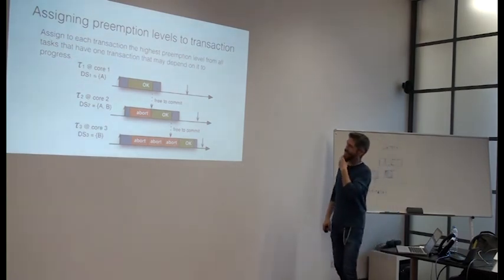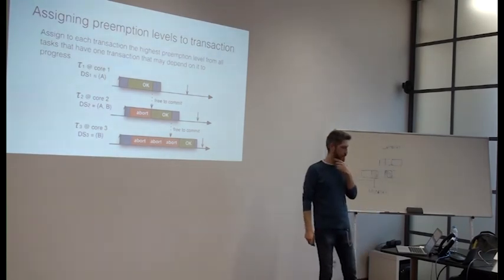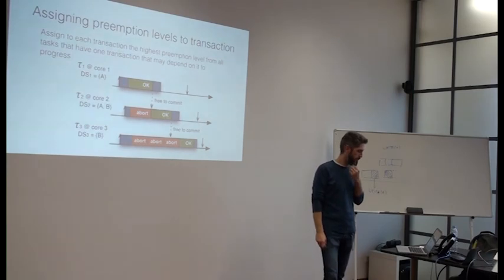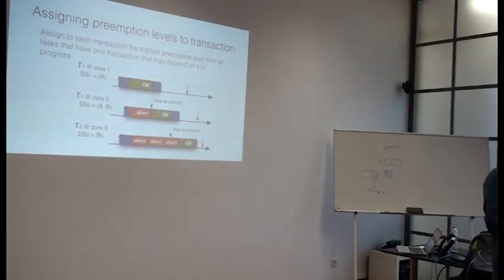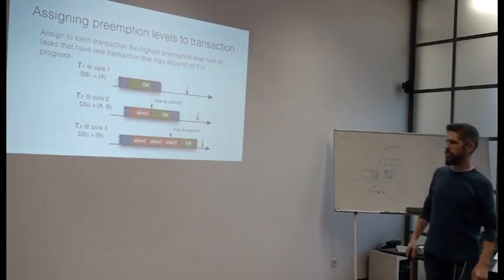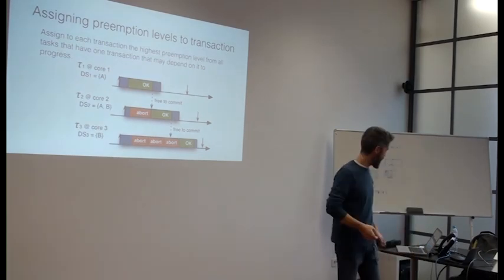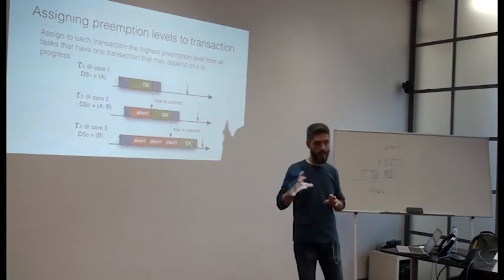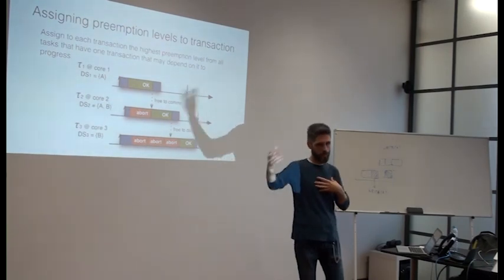Okay, and then assigning preemption levels to transactions. How do we assign a preemption level to a transaction? It's the highest preemption level from a task that has a transaction that could be waiting for our transaction to complete so it can proceed.